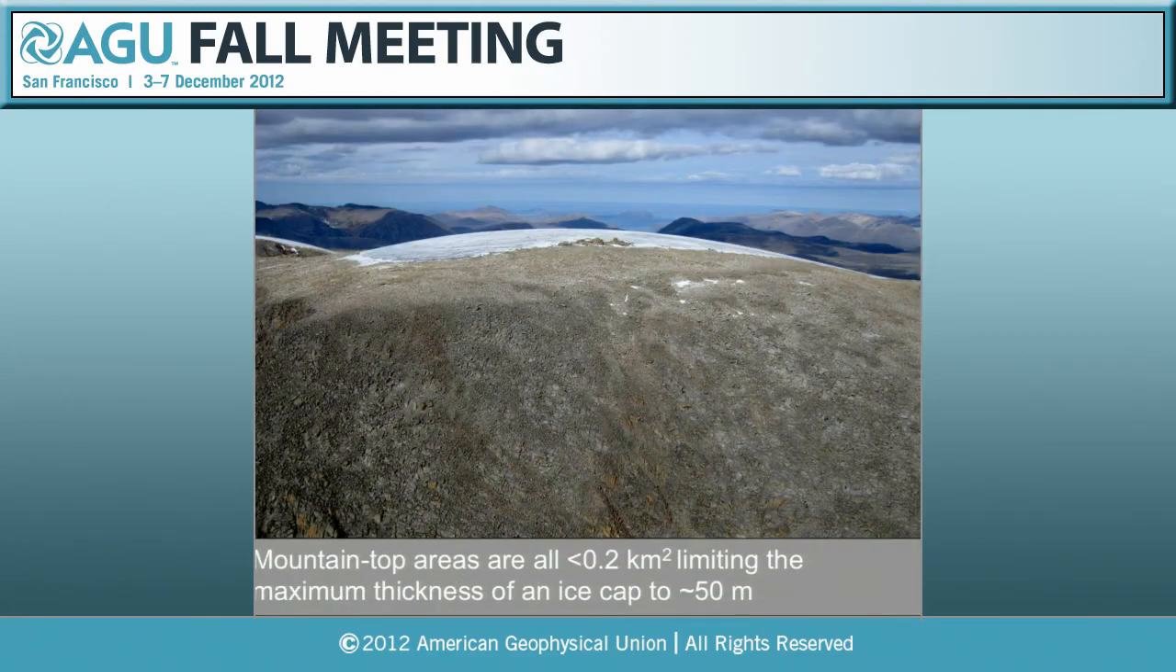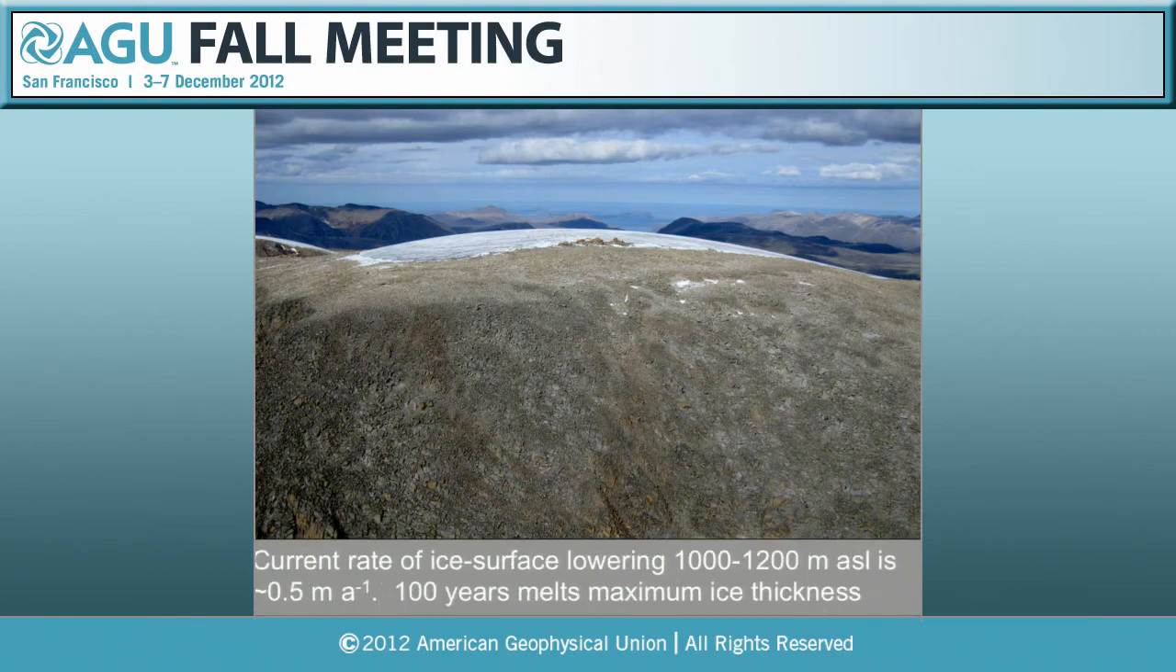The only ice we can have is local ice that grew in place. And it turns out that, as I mentioned earlier, these are all from very small ice caps. The summits are about half a kilometer across. If you use the flow laws of ice, you can calculate the theoretical maximum ice that you could sustain on these small flat summits, and that turns out to be about 50 meters. We actually have information on how fast the surfaces are lowering, derived from NASA repeat LIDAR altimetry. The current rate of lowering on the ice surface at this elevation, 1,000 to 1,200 meters, which is the elevation of these sites, is about half a meter per year. So if we had 50 meters of ice, we have 100 years to melt it.